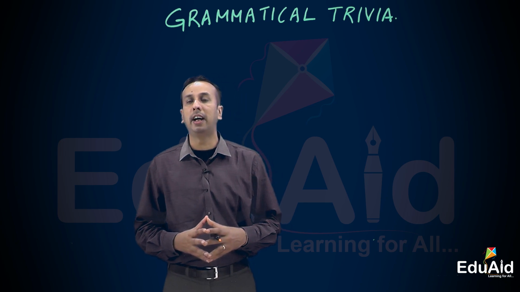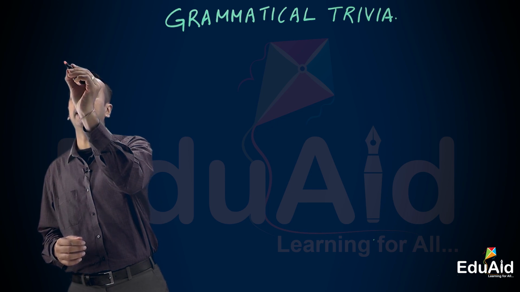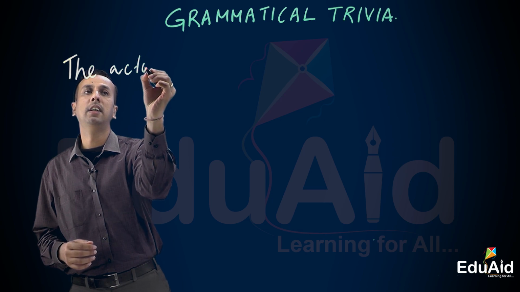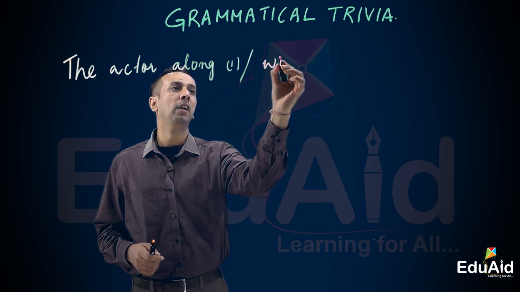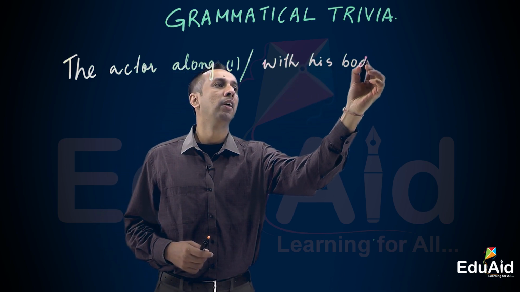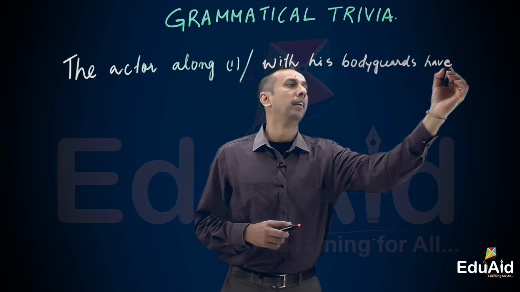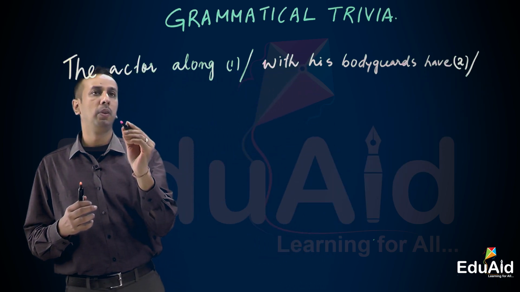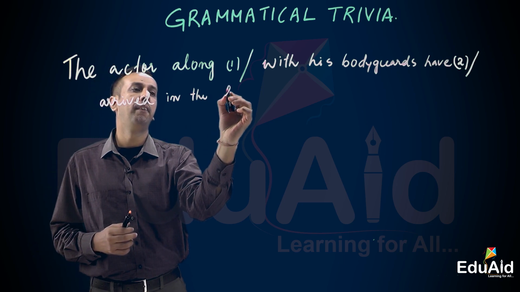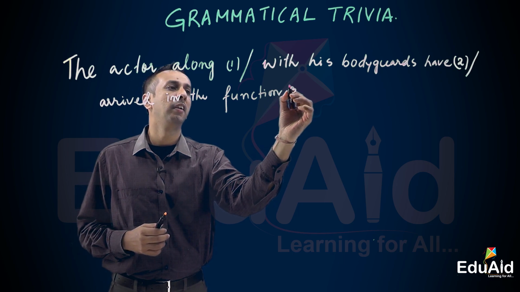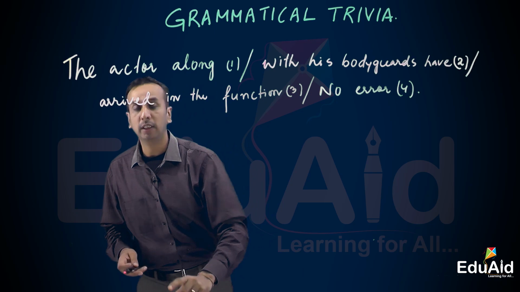Now let's see another of this kind where sometimes we make error in identifying the problem in a sentence. So let's have a sentence before we discuss that. The sentence says: the actor along with his bodyguards has arrived in the function. That is part 3, and we have another part called no error, that is part 4, like the one we did just a while ago.